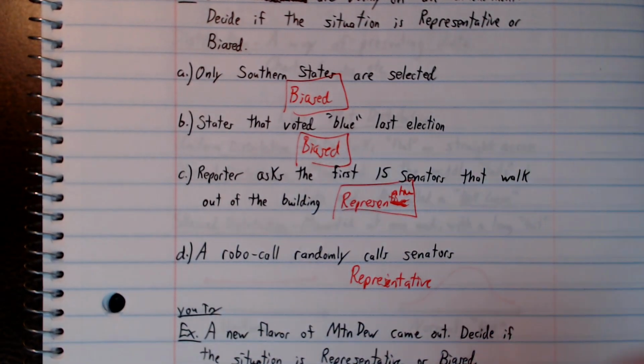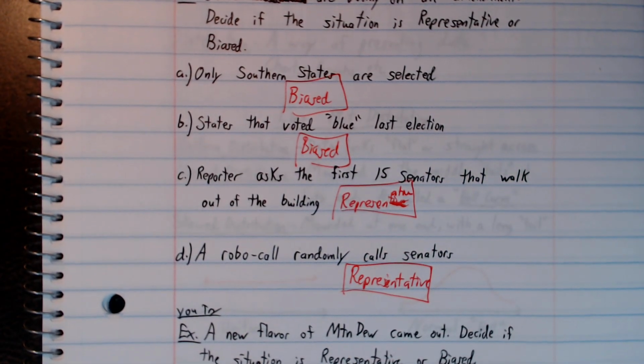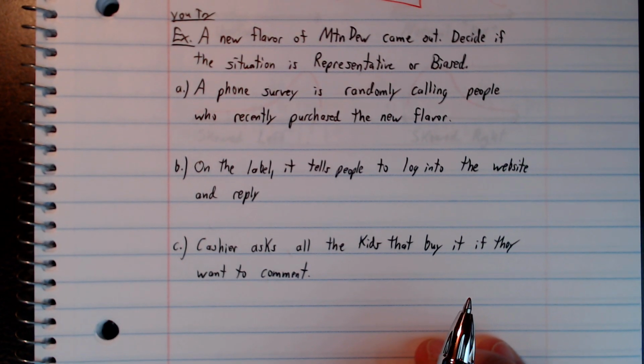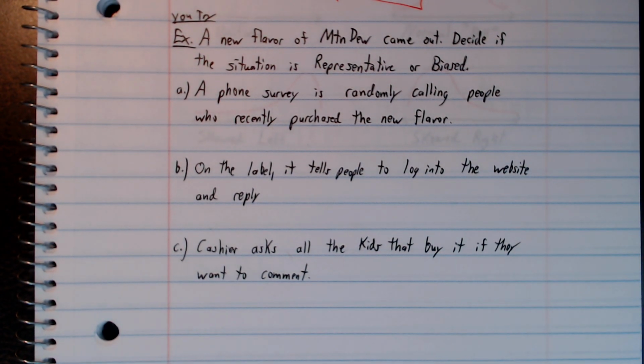All right, you get the idea. So here's the last problem for this video. Kept it under 30 minutes for you. Pause the video and try this one out. So new flavors of Mountain Dew came out. Decide if the situation is representative or biased.